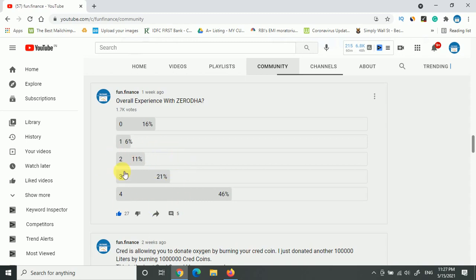So a lot of clients are happy, and the way I see it, Zerodha's user interface is very easy to use, and that might be the reason more than 75%, that is the majority, have given them 2 or above. So you can also comment what is your reason why you like or dislike Zerodha.